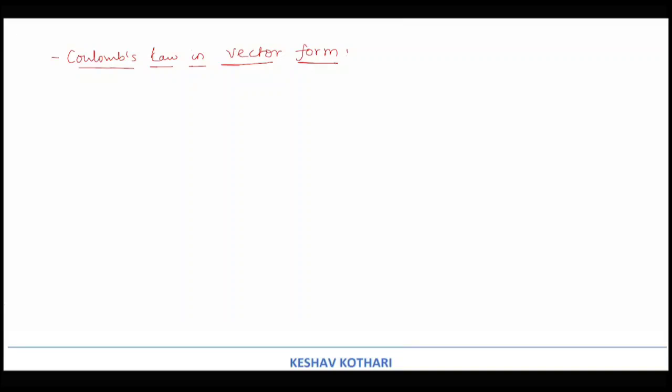So now we will be dealing with the next aspect of this lecture. We will begin with writing Coulomb's law in vector form. So let us come to Coulomb's law in vector form. When we are dealing with Coulomb's law in vector form, we will be dealing with it in this way.